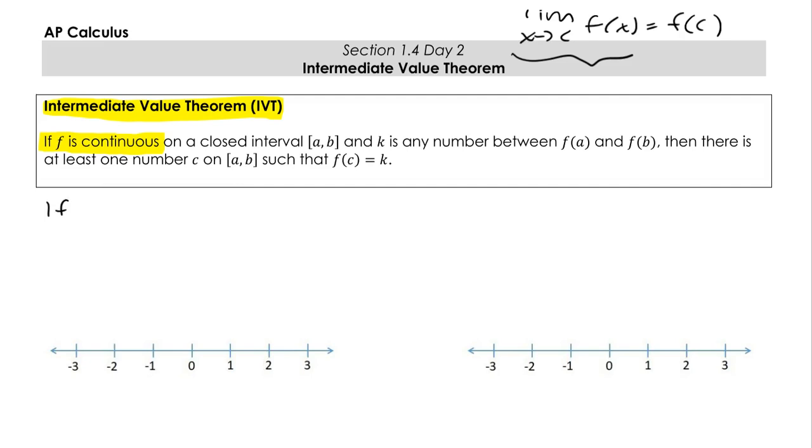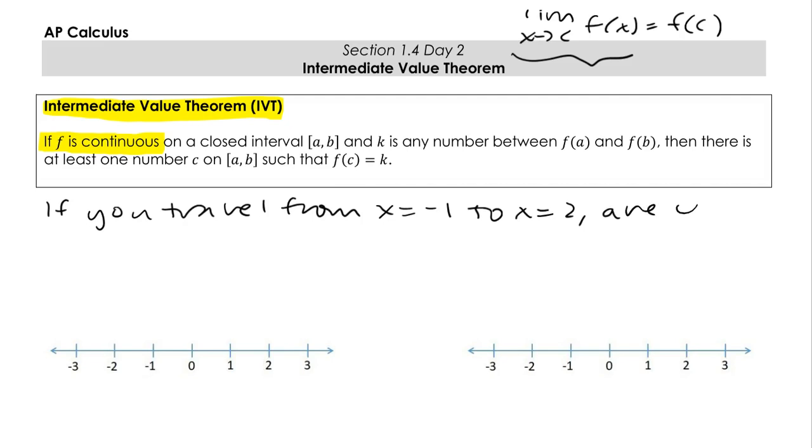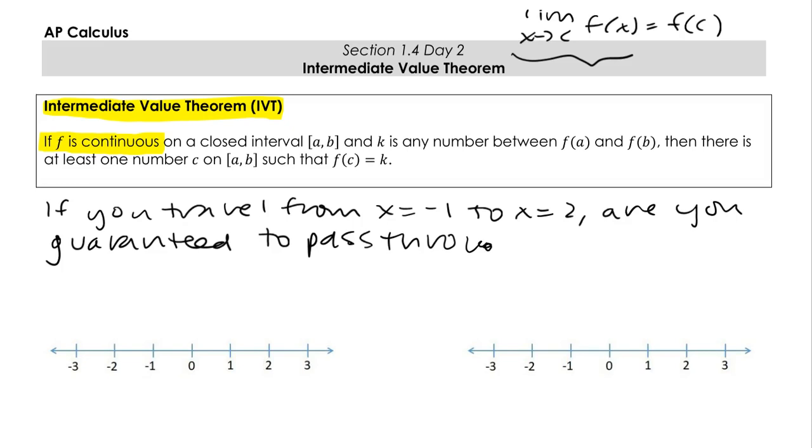Let me just give you a more basic question. So let's say you travel from x equals -1 to x equals 2. Are you guaranteed to pass through x equals 1? Notice I have two number lines down here, so we're going to have two different scenarios.